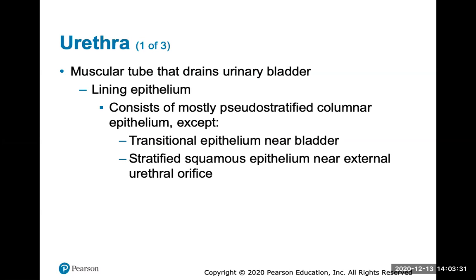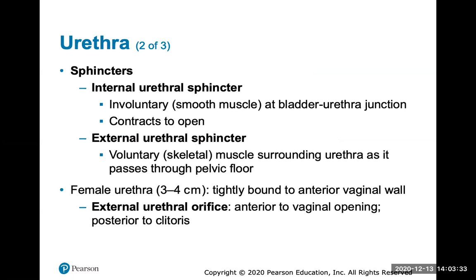Consists of transitional epithelium near the bladder. You have different sphincters. The internal urethral sphincter is under involuntary control, so that'll contract to open when the bladder is emptied. So the detrusor muscle is a smooth muscle under involuntary control, and that'll empty and open this internal urethral sphincter. But what you guys control is the external urethral sphincter, and that's under voluntary or skeletal muscle control.